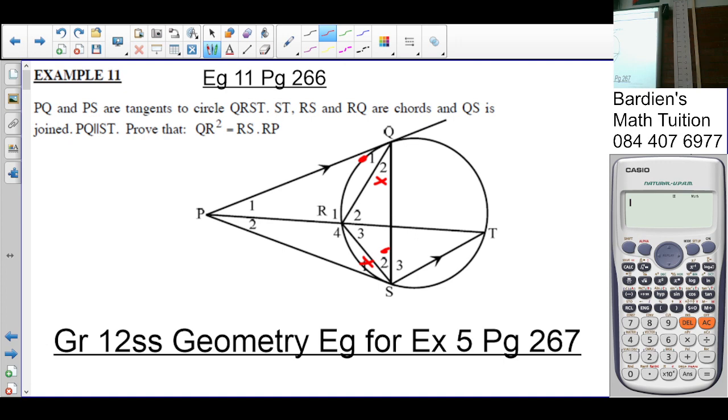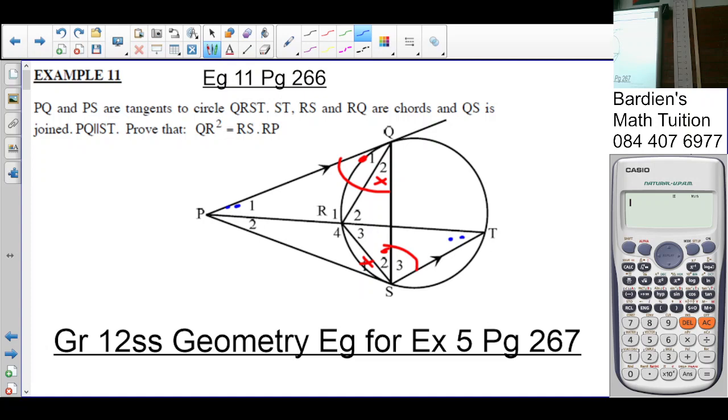S3 is equal to PQS. This is the whole angle. Why? Alternate angles are equal. Right. What else? P1 is equal to T, yes? Why? Alternate angles. Nice. So by just saying those things, we know many things.